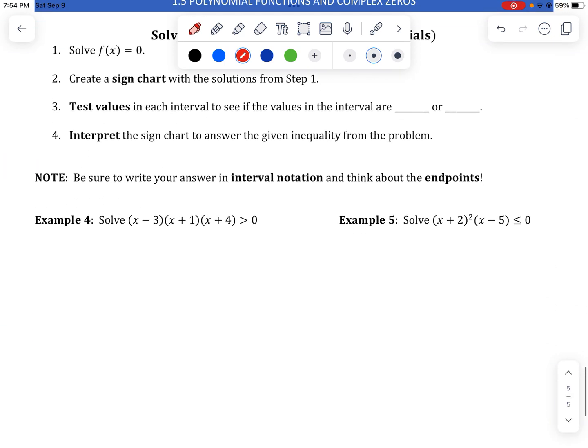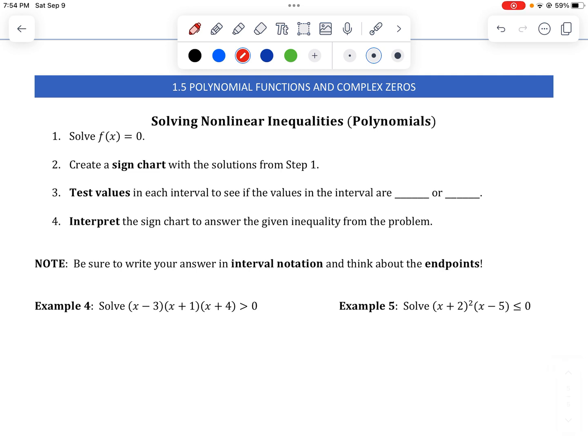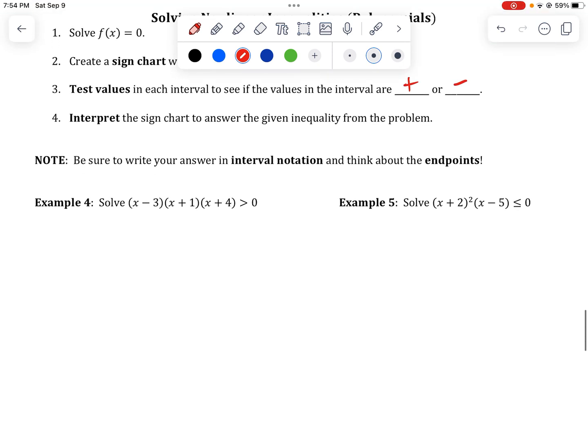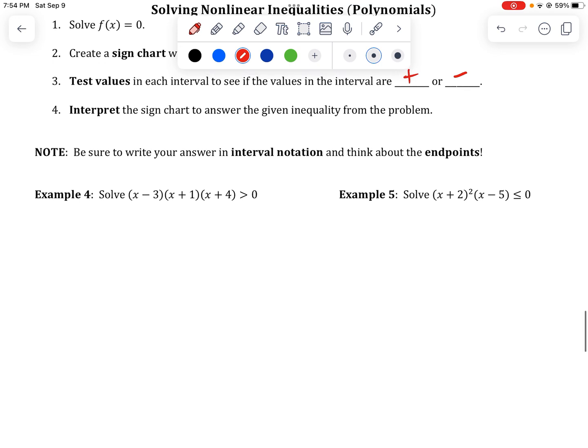Now, how do we do this, though, if we don't have the graph? So the first thing is we set it equal to 0 and we make a sign chart, and we test values to see if they are positive or negative. And then we interpret our sign chart. So you want to make sure you write it in interval notation and think about that inequality sign. So for example, this one, well, it's set equal to 0. Okay, so let's see. Where are our zeros at? So 3, negative 1, and negative 4.